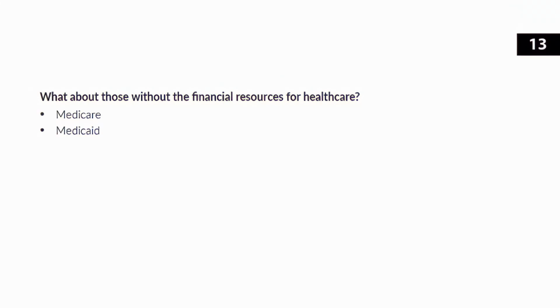The next question says, what about those without the financial resources for healthcare? Let's talk about Medicare and Medicaid for a second. Medicare and Medicaid is essential government health insurance for specific groups of patients. So a patient over age 65 qualifies for Medicare. Patients who are disabled or destitute qualify for Medicaid. So maybe you can remember the E at the end of Medicare stands for the elderly, and the D at the end of Medicaid stands for disabled or destitute.